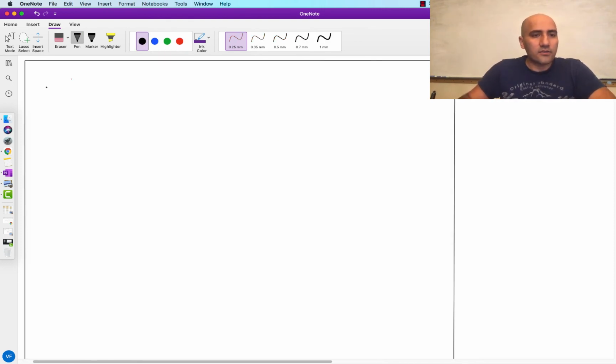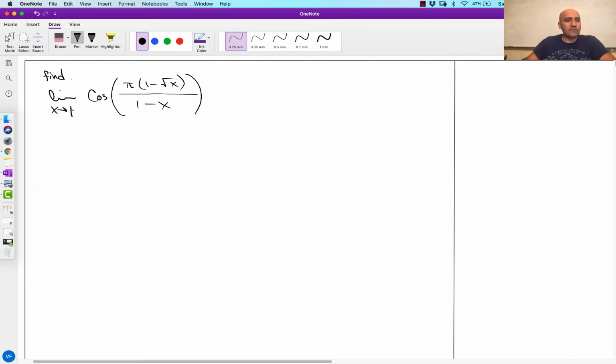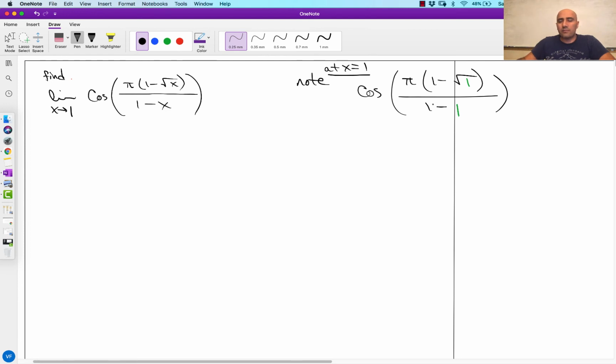Okay, so let's say that we're asked to find the limit as x approaches 1 of cosine of this ugly thing, cosine of pi times 1 minus root x all over 1 minus x. Okay, well, if we just start putting in a value in there, if we put a 1 in there, we get pi times 1 minus root 1 all over 1 minus 1, so we end up with 1 there and a 1 there, right? So at x equals 1, we end up with something where we're dividing by 0.